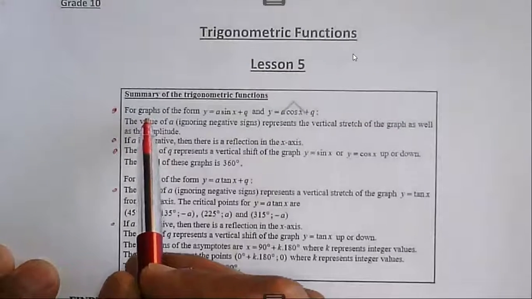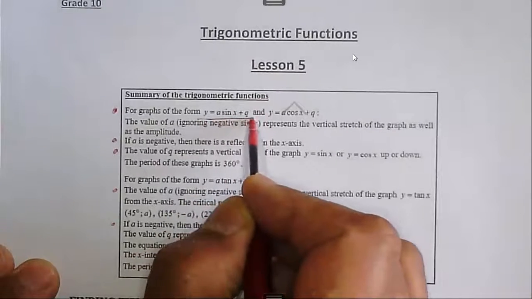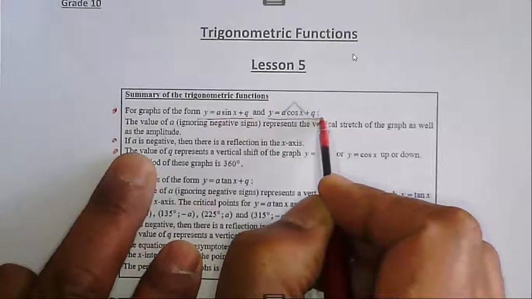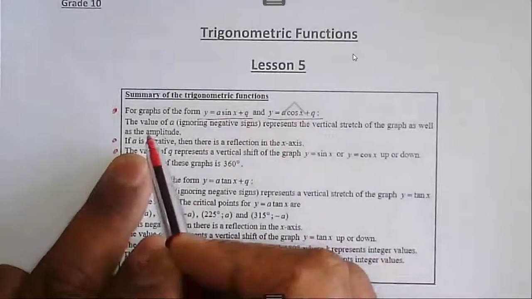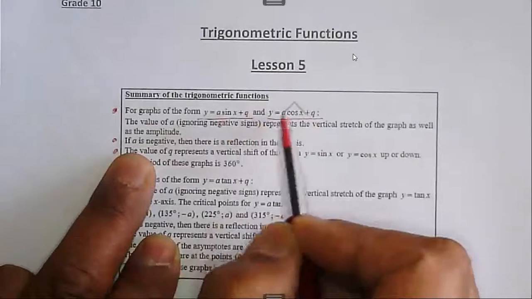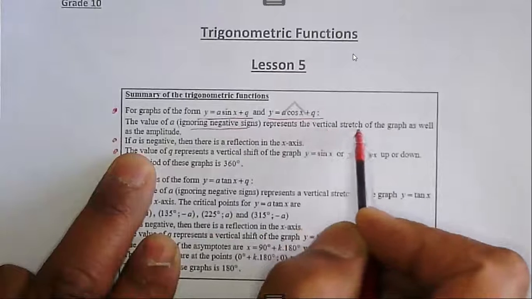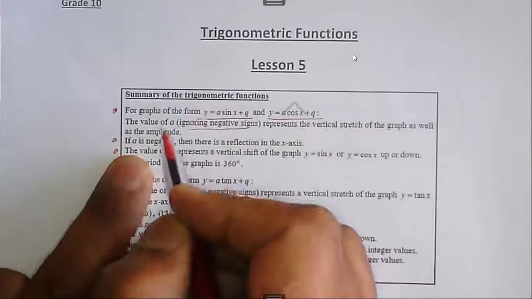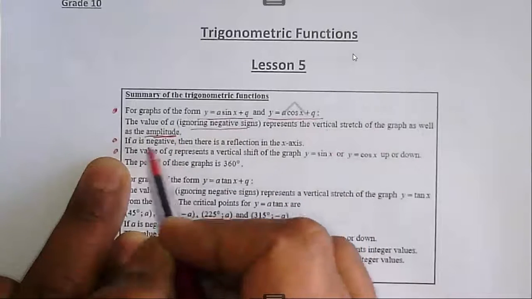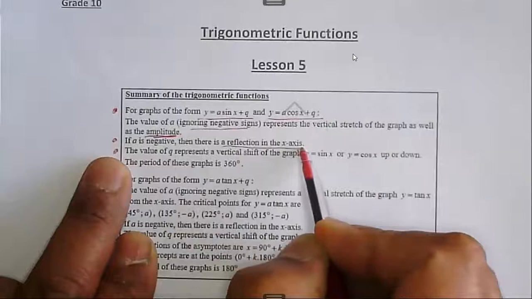For graphs in the form y equals a sin x plus q and y equals a cos x plus q, the following is important. The value of a, that means the a here in front, first ignoring the signs, will represent a vertical stretch of the graph. We also call it the amplitude, right? So if a is negative, then we know the graph will reflect, or like I always say, will flip.